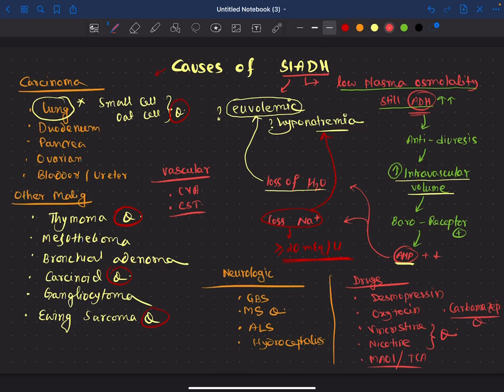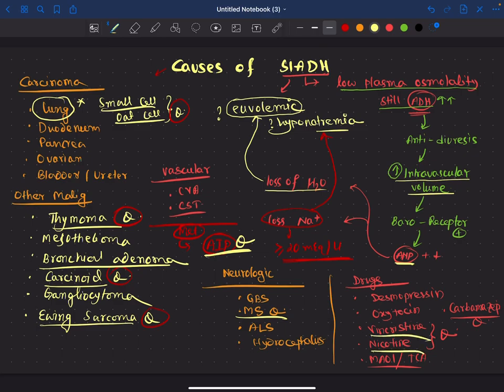One important cause I forgot to mention is a metabolic cause, and this metabolic cause is acute intermittent porphyria. So if you want to remember one thing, remember AIP, acute intermittent porphyria. Remember small cell carcinoma, oat cell carcinoma. Remember thymoma, bronchial adenoma, carcinoid, and Ewing sarcoma. Here remember multiple sclerosis, and here remember vincristine, nicotine, and carbamazepine. These are the drugs which will cause SIADH.